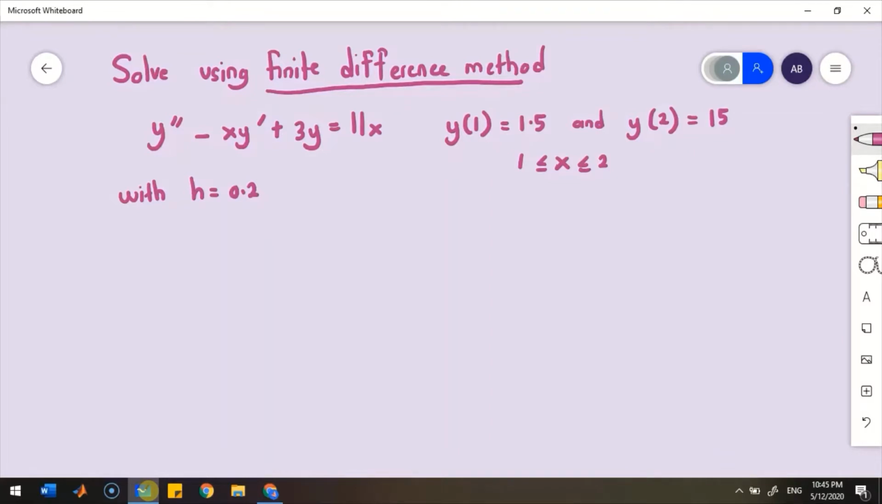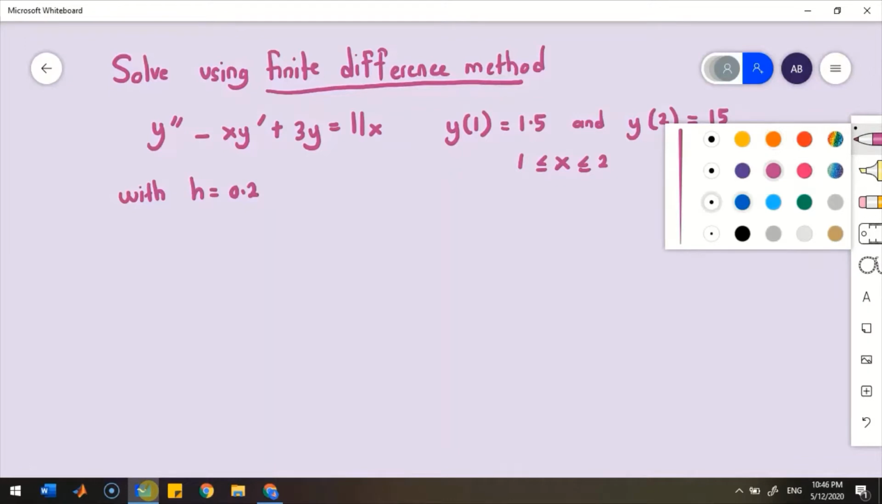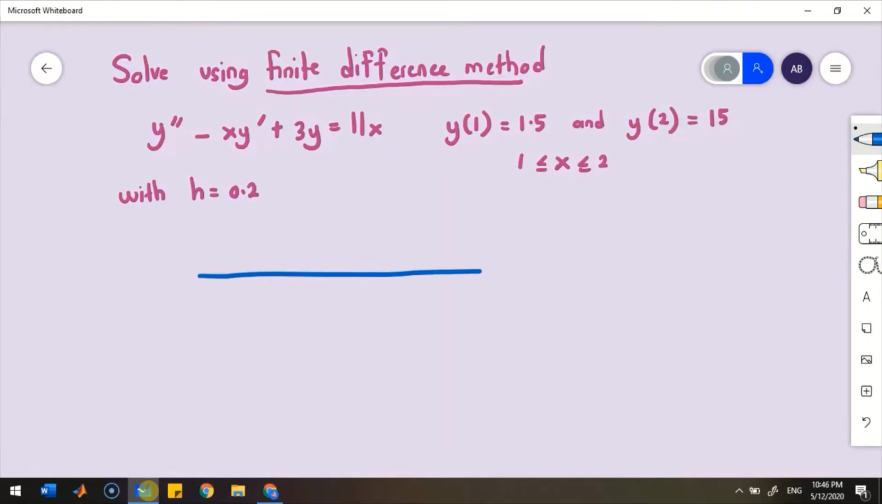Okay, so first let's sketch the given interval. We make a number line. So my interval is a equals 1, and this is my b equals 2. If you recall my previous video, if this is my a, this will be my alpha. If this is my b, this will be my beta.